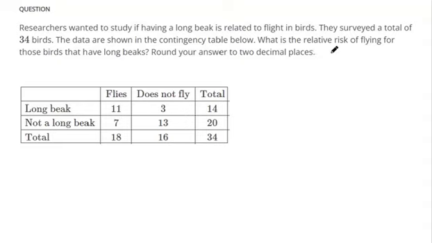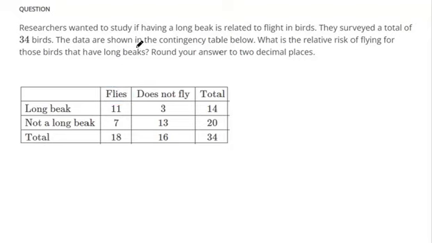This question asks us to calculate the relative risk. I'll also compare it to calculating the odds ratio. So in this question, we're supposed to calculate the relative risk of flying. Flying is as if it's some sort of disease, but it's not really, it's not that bad to be flying. But what's the relative risk of flying for birds that have long beaks?